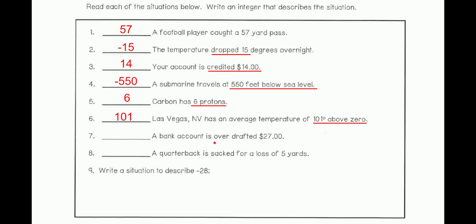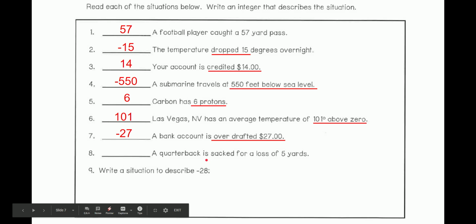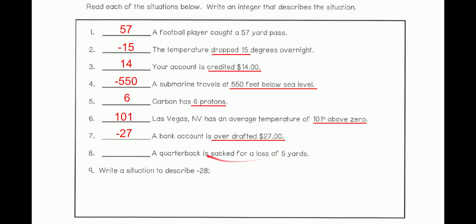A bank account is overdrafted. We didn't talk about this, but overdrafting is a bad thing. It means you've taken more money out than you have. So that would be negative 27. Or a quarterback is sacked for a loss of 5 yards. Even if you don't know what it means to sack a quarterback, a loss of 5 yards is a bad thing. You're losing, you're going backwards. So that's negative 5.